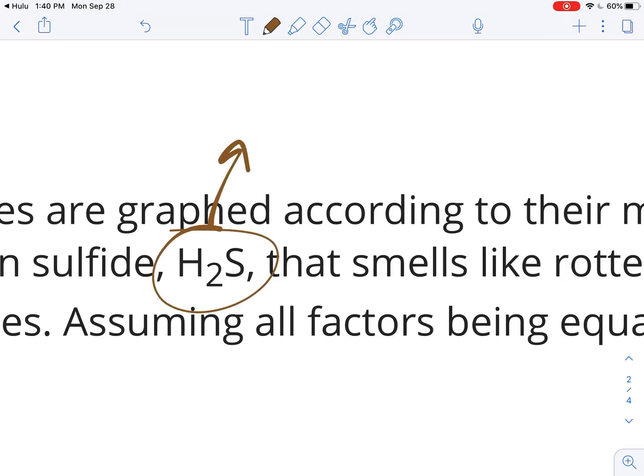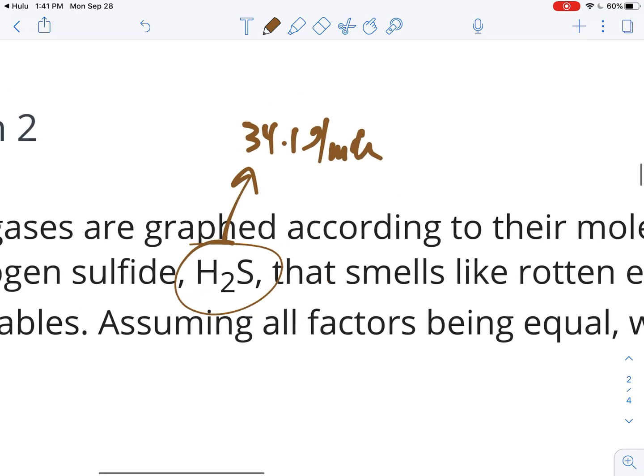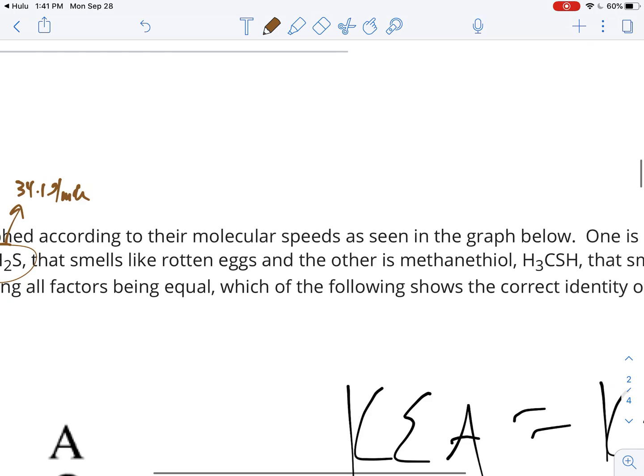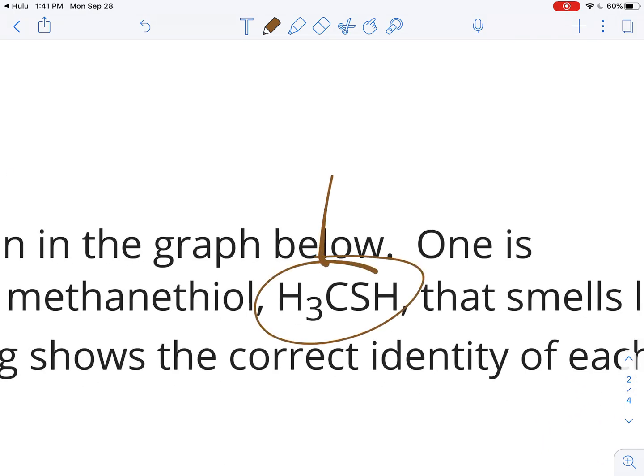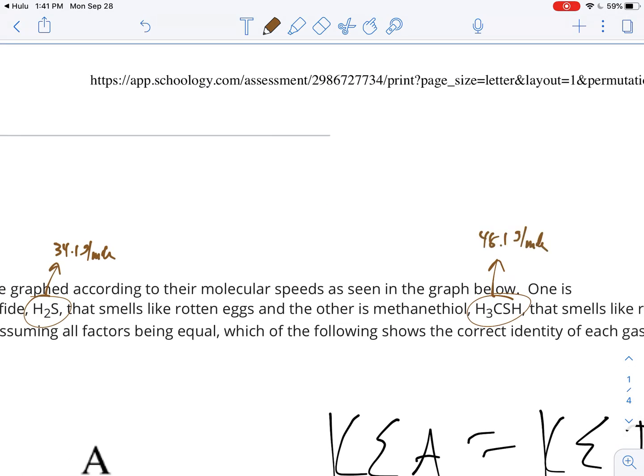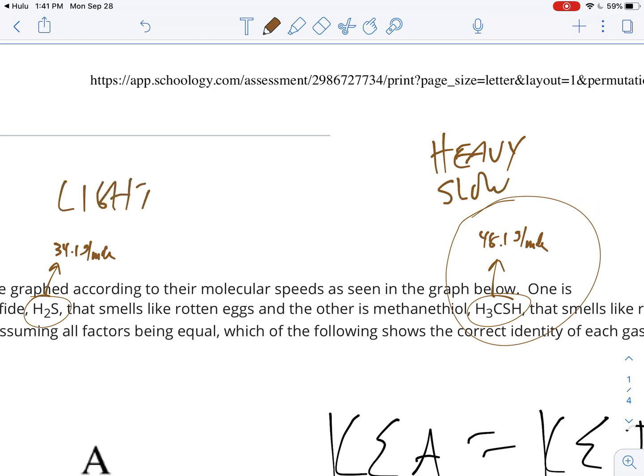So H2S has a mass of about 34.1 grams per mole if you add up 2 hydrogens and a sulfur. This guy over here is definitely bigger. So that's going to be 32, about 44, about 48.1 from a little math in my head there. So when comparing these guys, this guy over here is heavier. And if this guy here is heavy, then that means it is slow. This guy over here is light, which means that he is fast there.